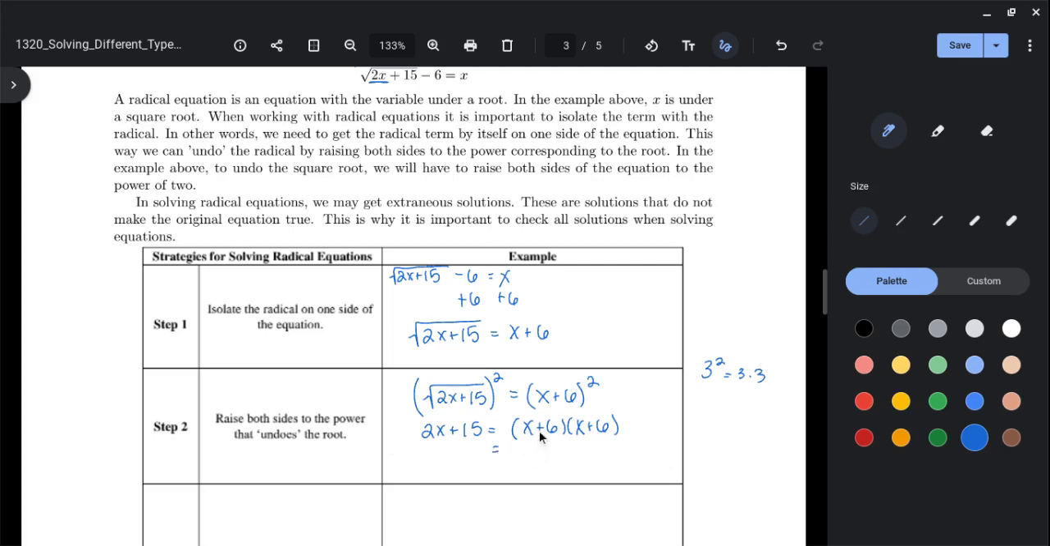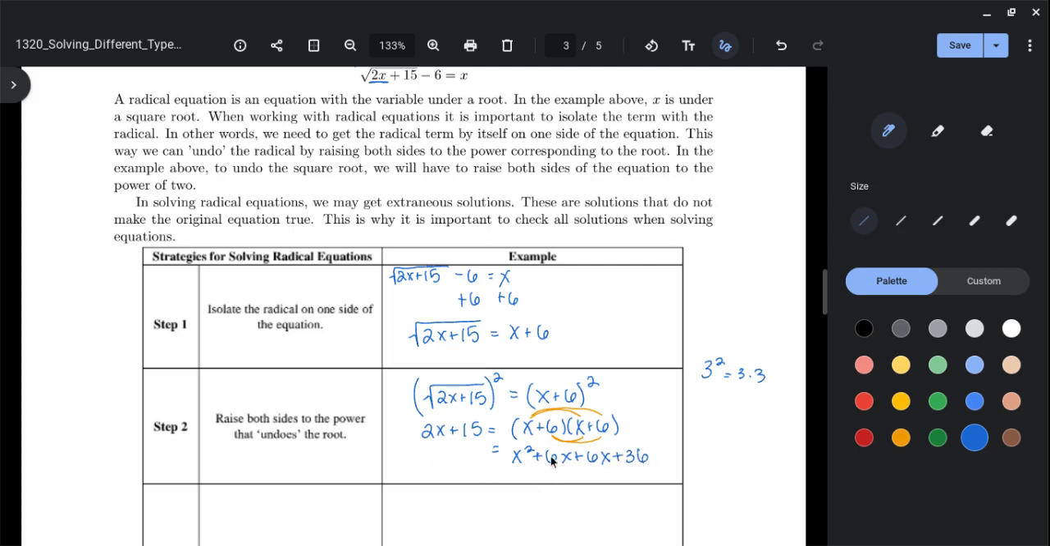So this is also equal to, remember when you distribute, you make sure you multiply each term in one set of parentheses times those terms in the other. So we're going to do x times x and x times 6, and then distribute the 6 also. So 6 times x and 6 times 6. So we end up getting x times x, which is x squared, x times 6, which is a positive 6x, 6 times x, which is a positive 6x, and 6 times 6, which is 36.